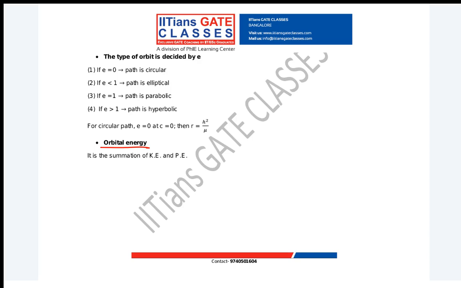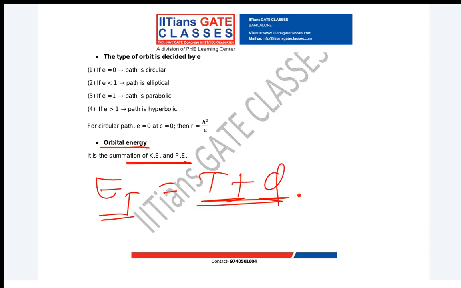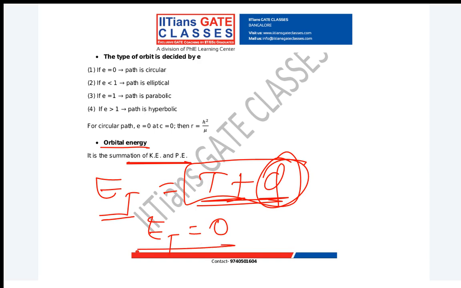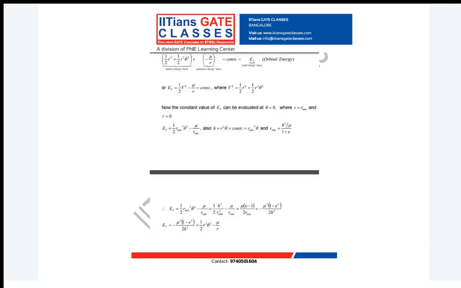So orbital energy. Basically the summation of kinetic energy and potential energy is known as orbital energy. Generally we denote it by ET. It is T plus phi. When you add them, what is going to happen? Phi is negative, so there will be a difference. Now guys, when will this ET value be zero? ET value will be zero for the elliptical orbit.